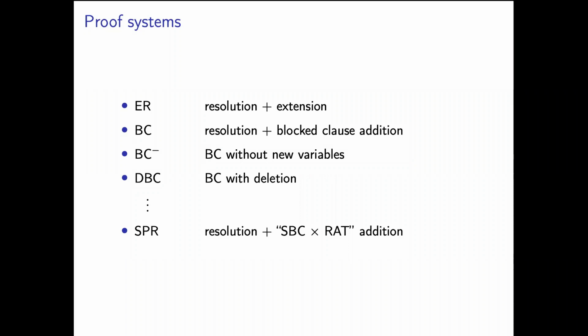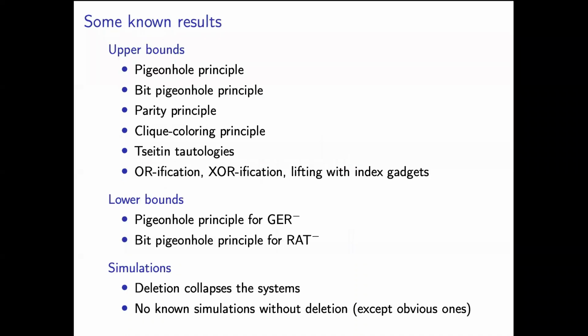If you took that variant for the other things that I mentioned, like I've shown you RAT, I've shown you SBC, for all of those, if you give them deletion and take away new variables, BC with deletion ends up simulating them. So deletion is kind of too strong a thing that makes all of those systems collapse. And those are non-trivial. BC minus is the weakest thing up there. So you're saying BC minus with deletion is powerful if anything? Yes.